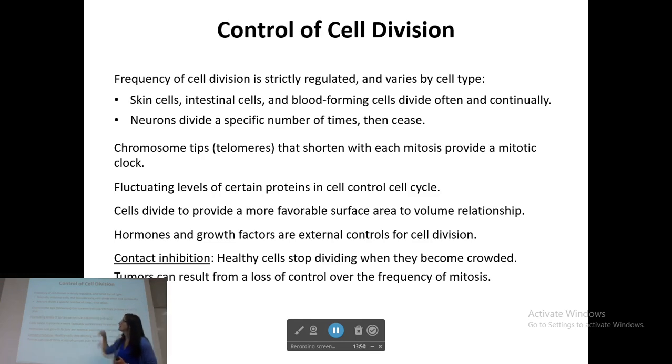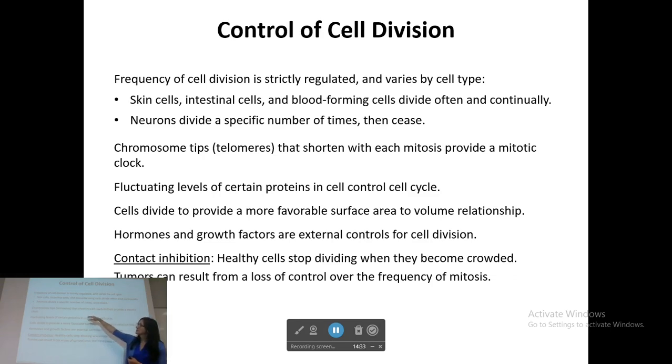Neurons, however, divide a specific number of times and then they stop. They don't continue to divide throughout your life. So your brain cells, once your brain is developed, are not going to continue to divide. That's why brain damage after a person is fully formed is such a critical thing, because it's not going to be able to replace those cells, right? So you've got to take care of your brain, wear a helmet, things like that you can do to help take care of your brain and protect it.